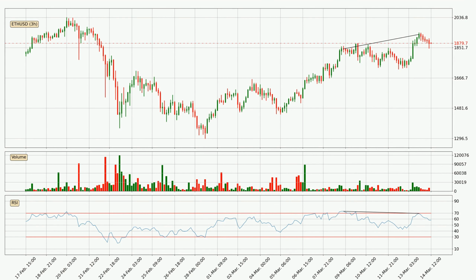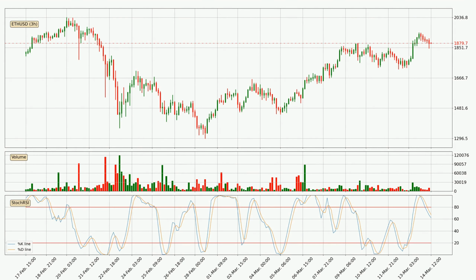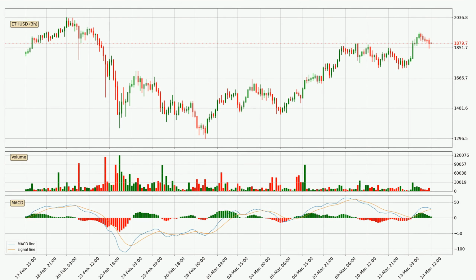Jumping to the 3-hourly stochastic RSI, the stochastic RSI currently shows no overbought or oversold conditions, but the %K line is below the %D line, which means the current trend is on the downside. Jumping to the 3-hourly MACD, the MACD line is above the signal line, which shows that the current trend is on the upside. But according to the MACD histogram, we can see that the momentum is going down. Owing to this, we can expect the price to remain stable, and you should wait and see if the MACD line will cross the signal line, which will be a downward trend.